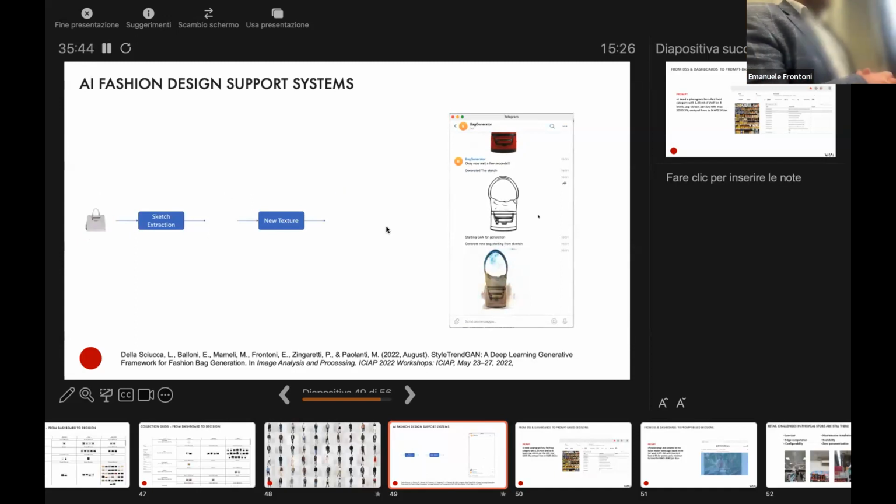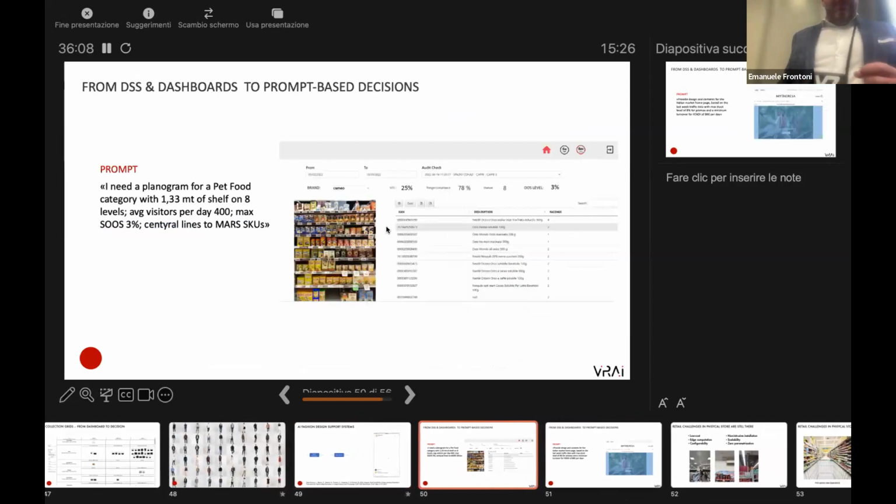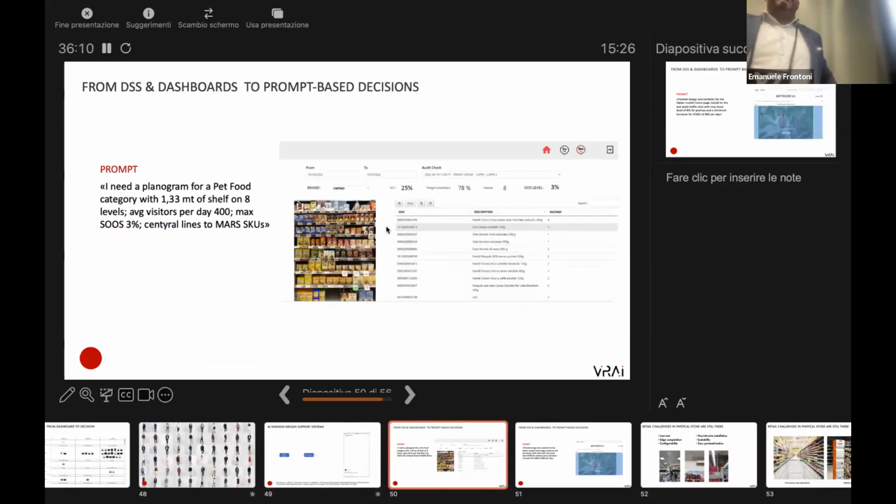Okay, nothing special in terms of the approach behind it, but this system that we call Style Trend Gun is very precious because it's mixing online, offline, and creativity support in the same content. And to our knowledge, there are not so many things that are using and mixing this huge amount of data. And the same story can then be applied to the planogram.